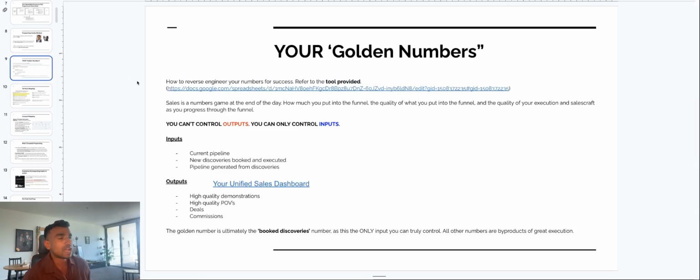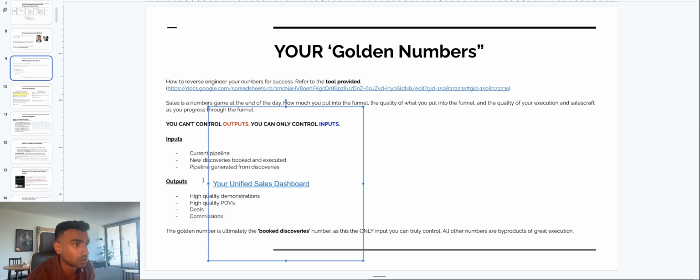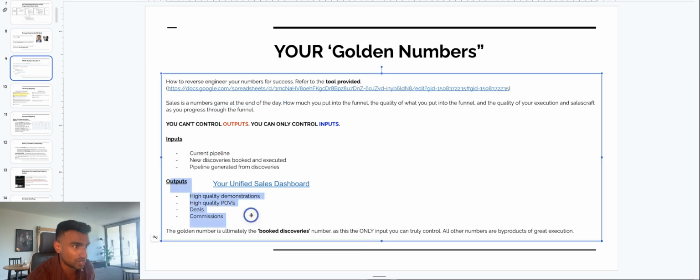So let's go back to this. Control your inputs, right? You cannot control a lot of these outputs. You cannot control a lot of this stuff. What you can control is your inputs.